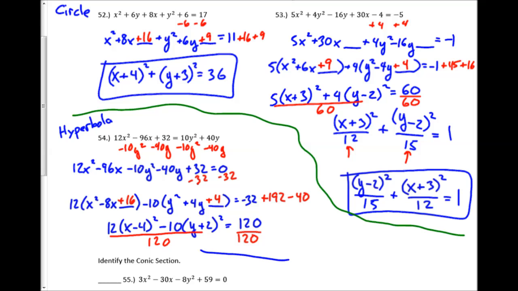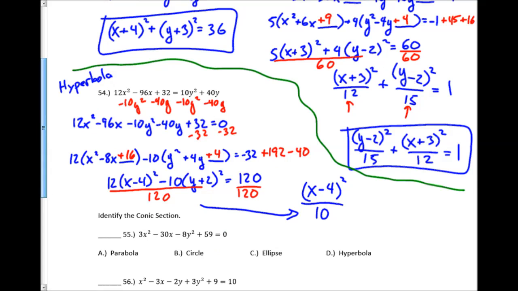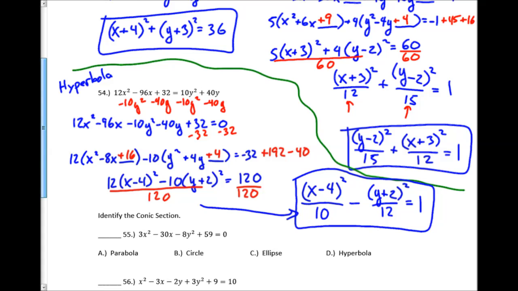When I do that, I'm going to bring it over here. The 12 and the 120 reduce to a 1 over 10. The negative 10 and the 120 give me a negative, and that's how I can tell that this thing is absolutely a hyperbola. And those are going to reduce to a 1 and a 12. And with the hyperbola, it doesn't matter if the second denominator is larger. What matters is where that minus sign is. Okay?